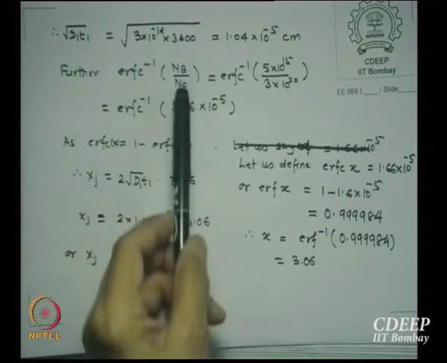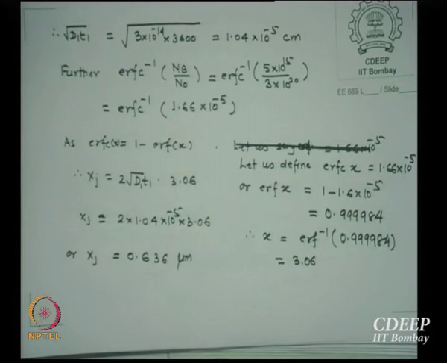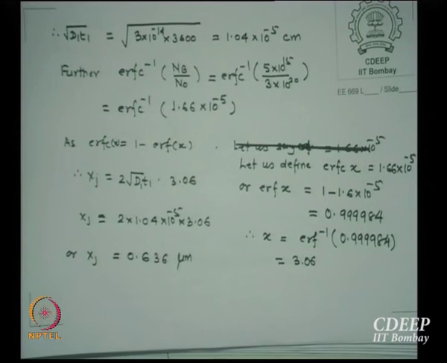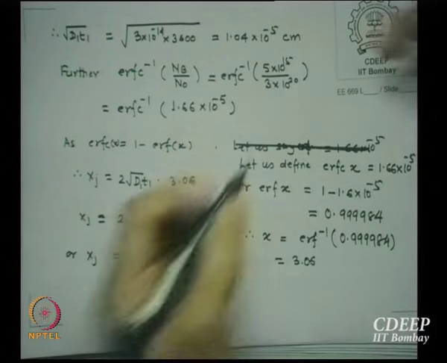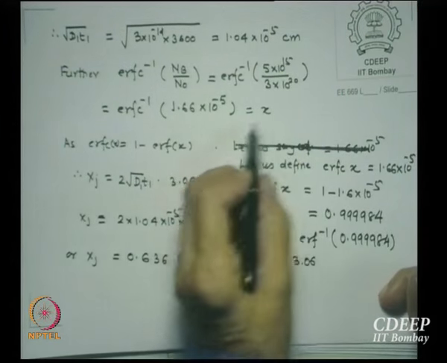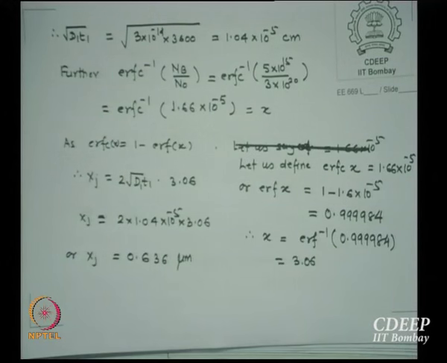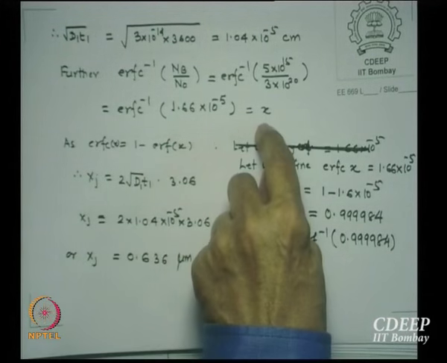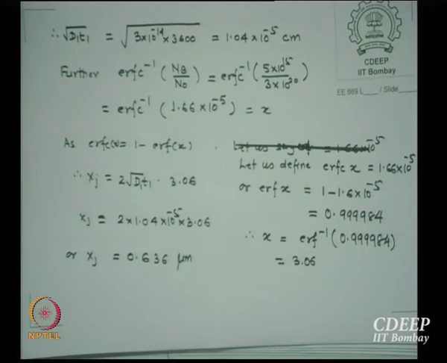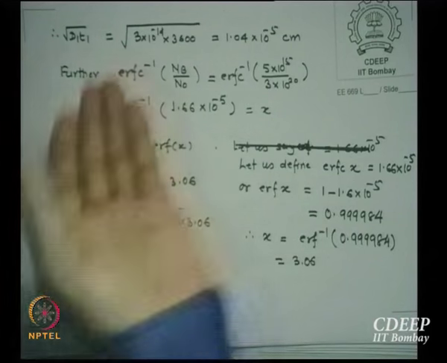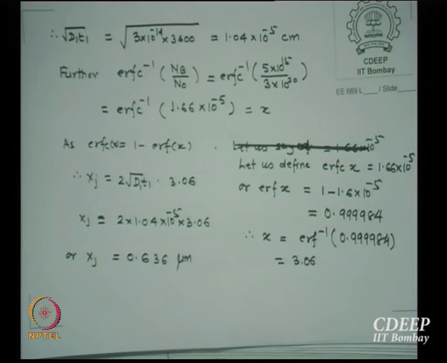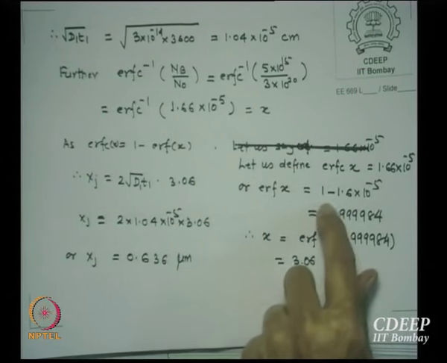So I get the complementary error function inverse of NB by N0 is this, which is 1.66 into 10 to power minus 5. So we recall, the complementary error function of x is 1 minus the error function of x. Is that clear? Let us say this is x. So the complementary error function of x is this value. If I define the complementary error function inverse of 1.66 into 10 to power minus 5 as x, then the complementary error function of x is this value. Is that okay? So I bring the inverse to this side, so the complementary error function of x is essentially 1.66 into 10 to power minus 5. Therefore, the error function of x is 1 minus 1.66 into 10 to power minus 5.